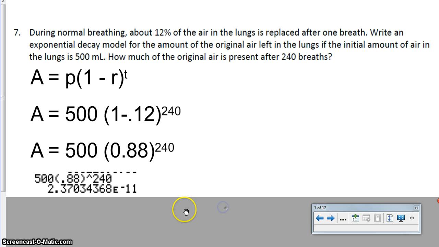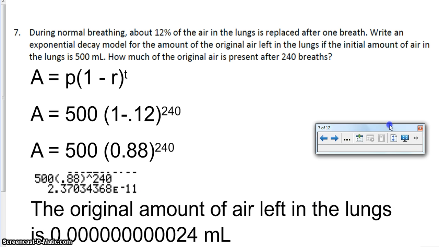And you get this. Oh, there's that E again, and I hope that your calculator had the E. So this is 2.37034368 e to the negative 11th power. So hopefully what you realized was this: the original amount of air left in the lungs is 0.0000000000024 milliliters.